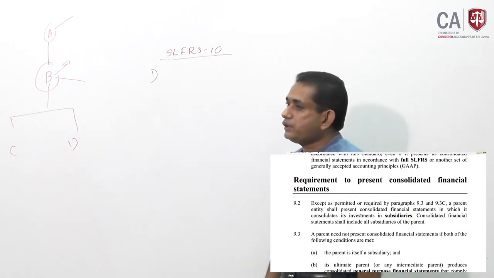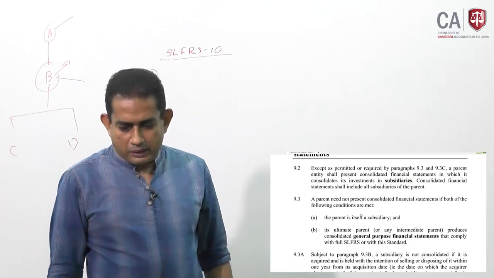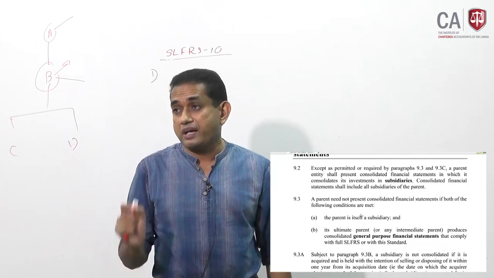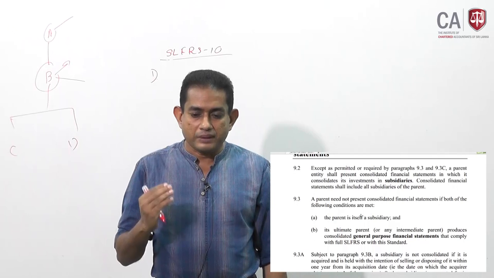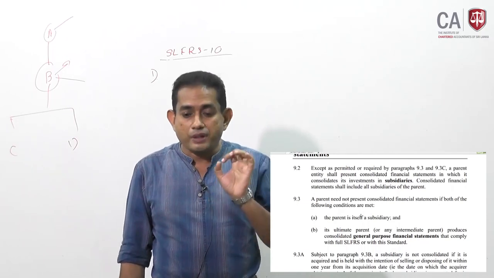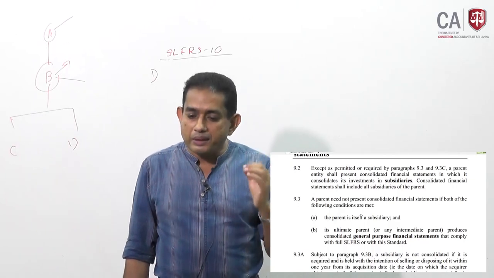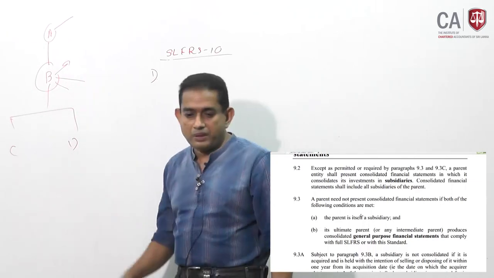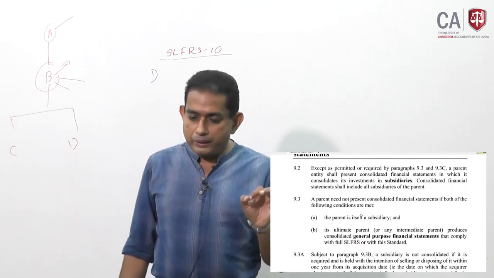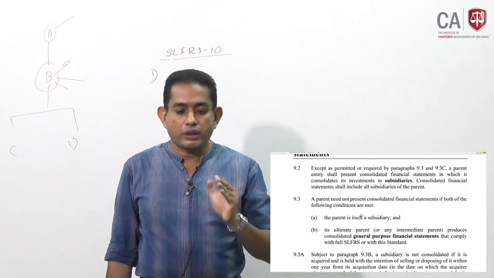Now, here that exemption has been further simplified. If you go through 9.3, a parent need not present consolidated financial statements if both of the following conditions are met. So, SLFRS 10 has given four requirements. Here, section 9 relating to consolidated financial statements gives only two requirements for a parent company to be exempted from the requirement of preparing consolidated financial statements. What are these two? The parent itself is a subsidiary company. The ultimate parent company produces consolidated general purpose financial statements that comply with full SLFRS or with this standard. Those two only, so you need to keep those areas highlighted.